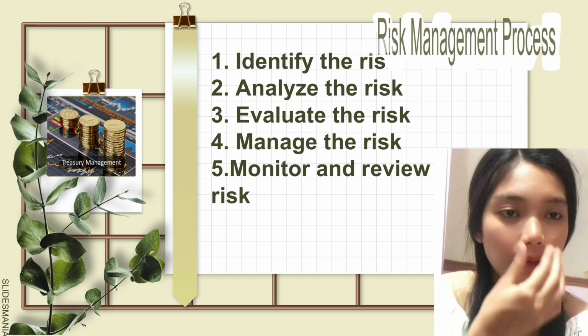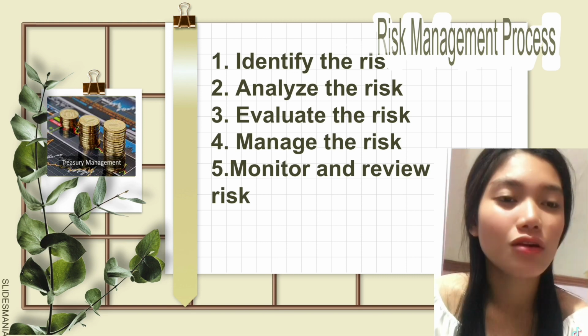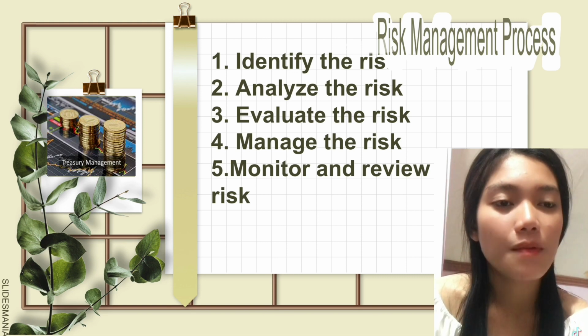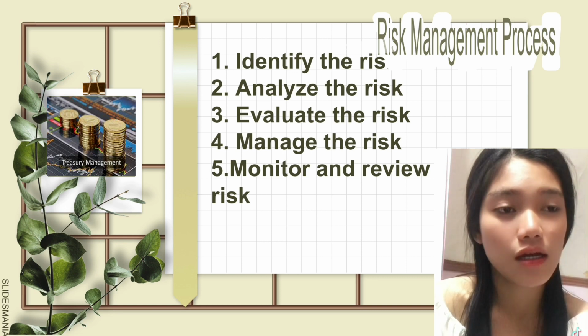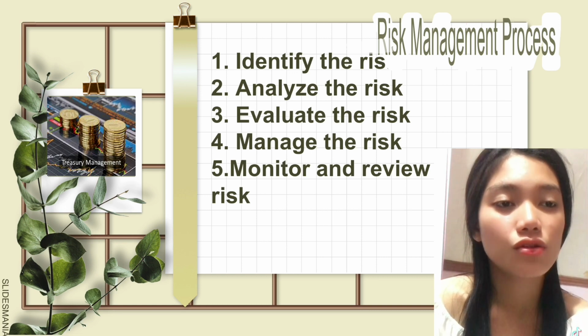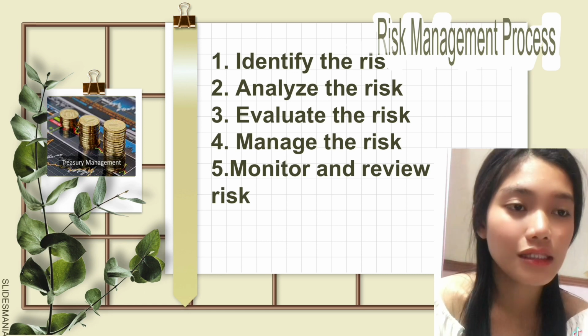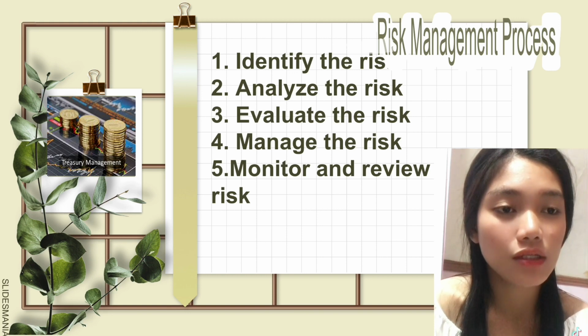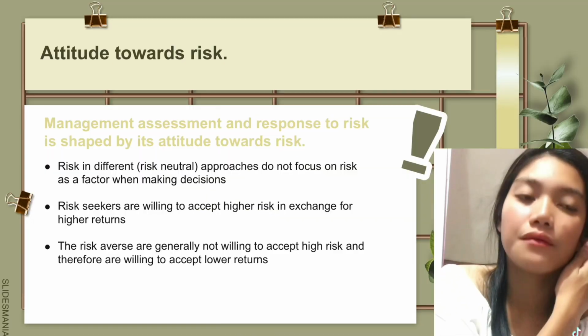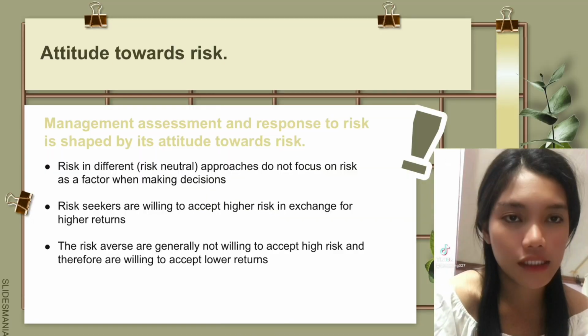And then lastly, monitor and review the risk. Transparent communication among your teams and stakeholders is crucial for the ongoing monitoring of potential threats. Risks need to be continuously monitored to make sure risk mitigation plans are working, and to keep aware if a risk becomes a greater threat. Attitude towards risk.